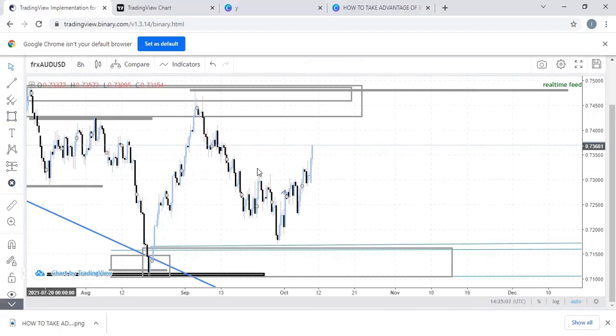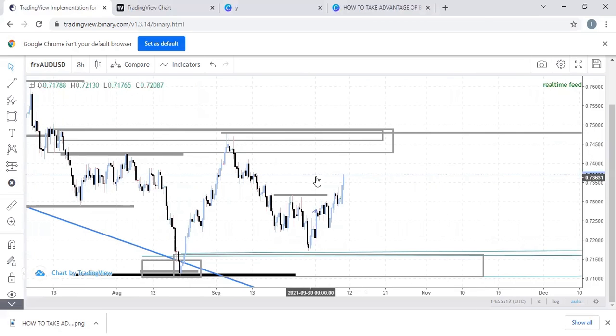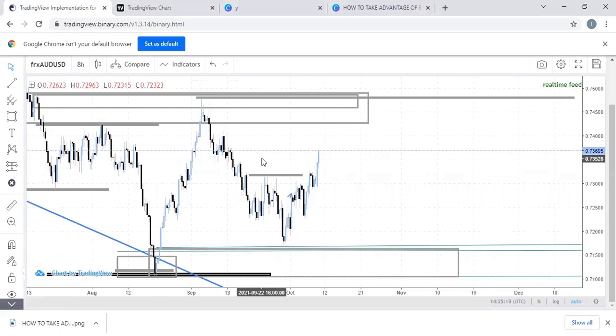So all I will be looking for is an entry, right? Now we can see that structure has been taken out here. I'll be looking for a retracement back down to actually take price to this particular region right here to take out liquidity. So you need to understand how to buy and how to sell in the market, taking advantage of both sides in the market, right?